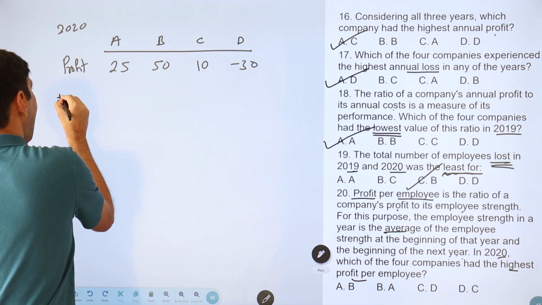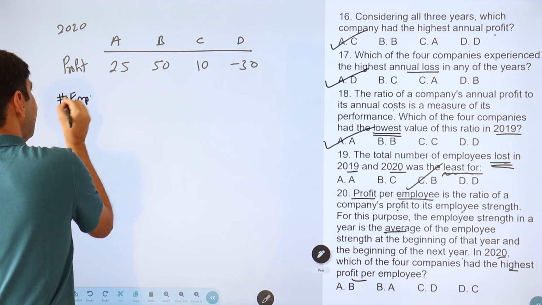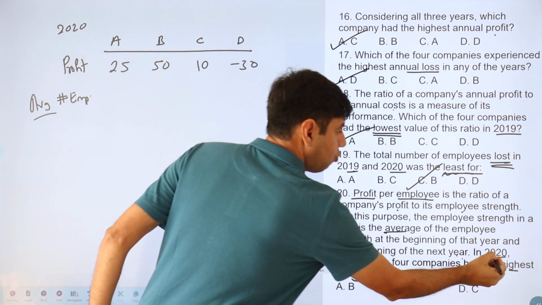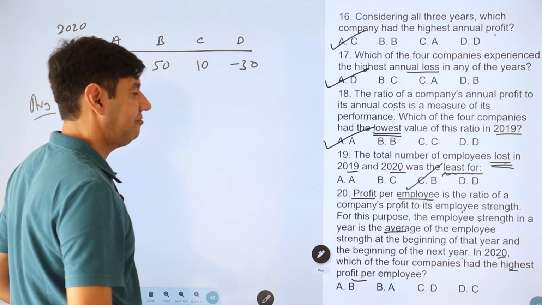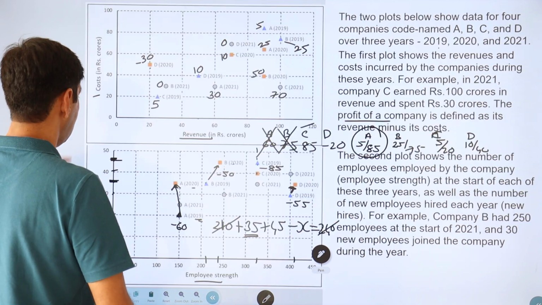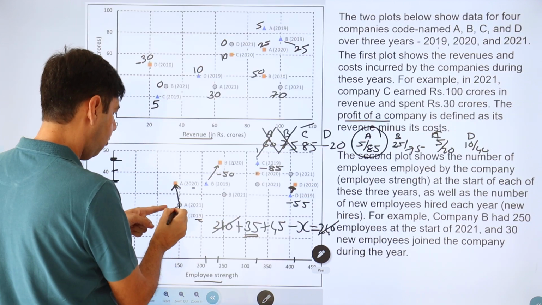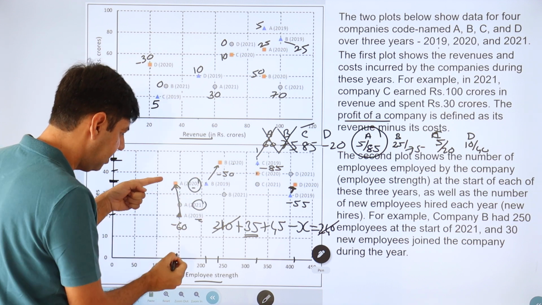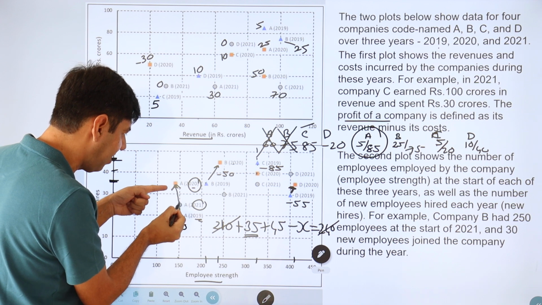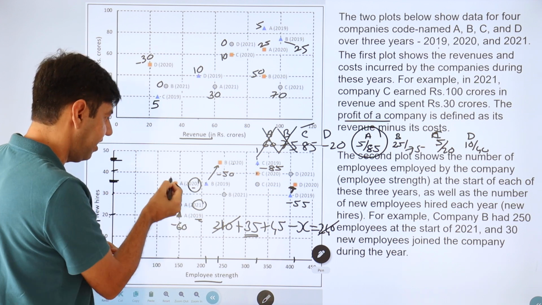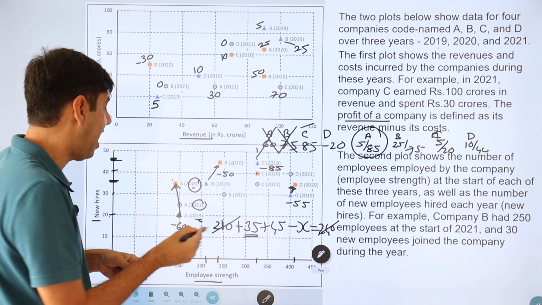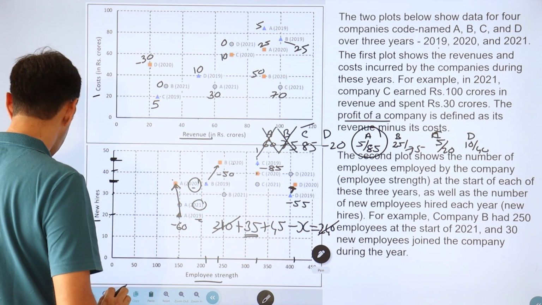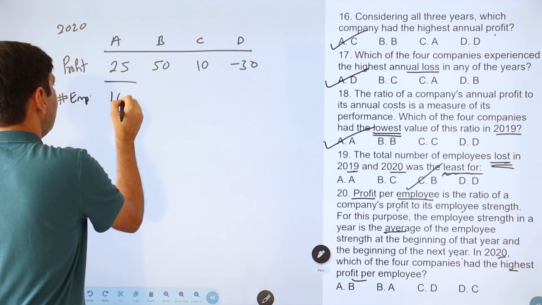So let's look at the average number of employees. I'm directly averaging it out, students. For 2020 and 2021 I have to check, and I have to take the average of that. So for A, the number here is 150, and here it's 140. So 140 and 150, the average will be 145. So 25 over 145.